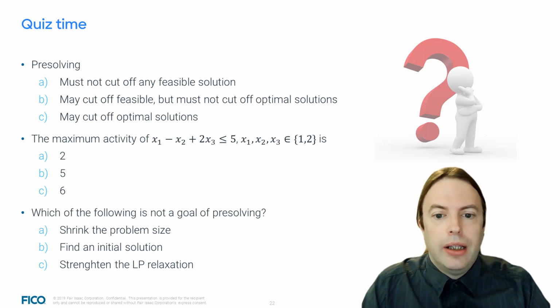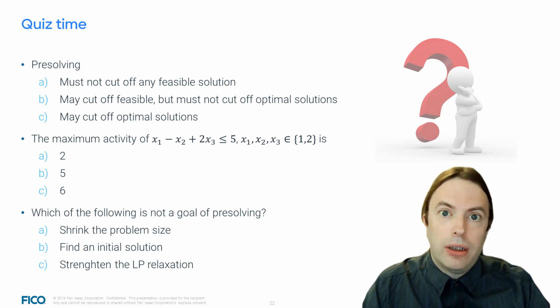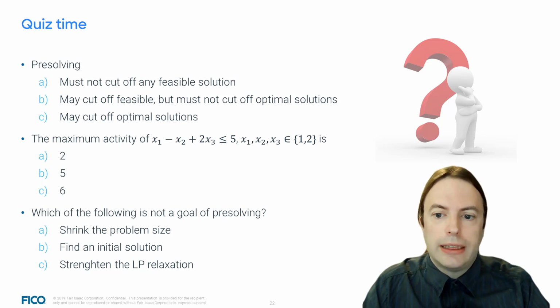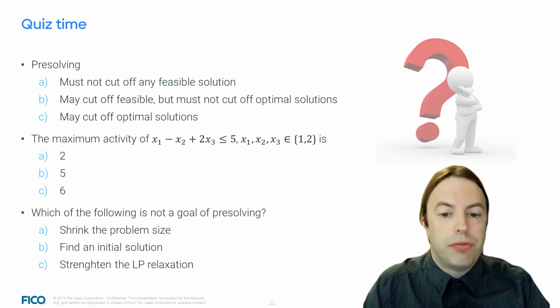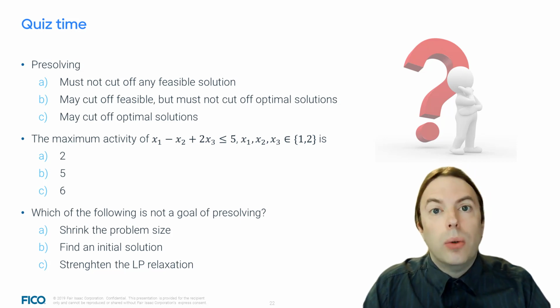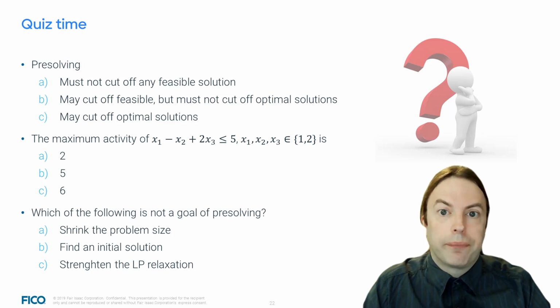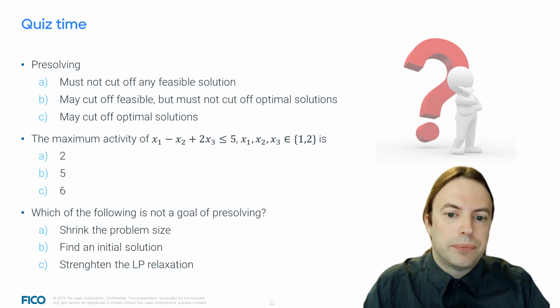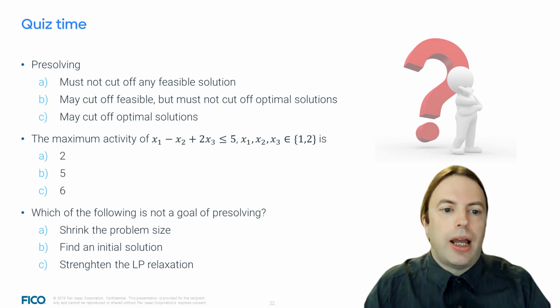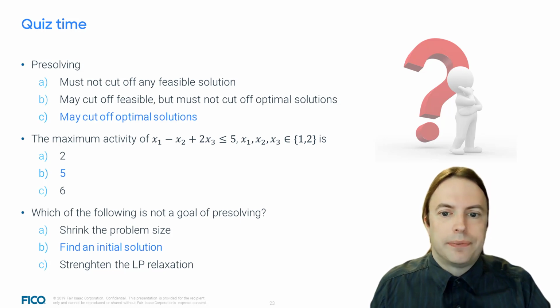Second question. The maximum activity of x1 minus x2 plus 2x3 less or equal than 5, with x1, x2, x3 all in {1, 2}, is A, 2, B, 5, or C, 6. And third question, which of the following is not a goal of presolving? A, shrinks the problem size, B, find an initial solution, or C, strengthen the LP relaxation. That's the time to think about. Maybe pause the video. And here we go for the answers.